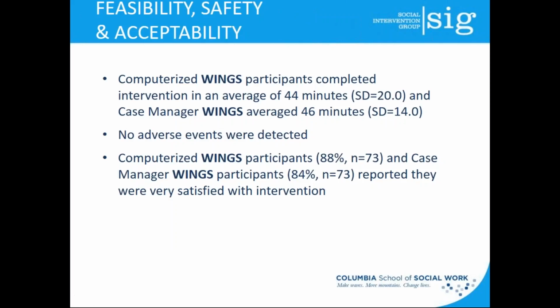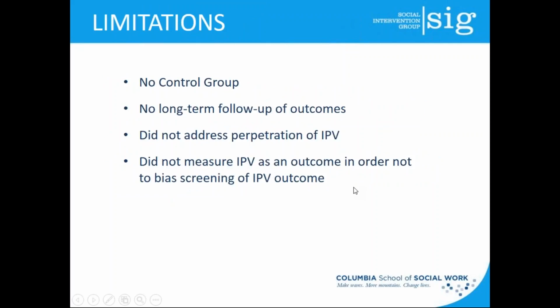So in terms of our thinking through feasibility, safety, and acceptability issues, it was almost identical in terms of the length of time it took. The computerized WINGS was slightly shorter, 44 minutes compared to 46 minutes. No adverse events were detected by our study staff or by folks in the community correction settings. And in terms of acceptability, both WINGS participants from the computerized condition and the case manager condition reported that they were very satisfied with the intervention.